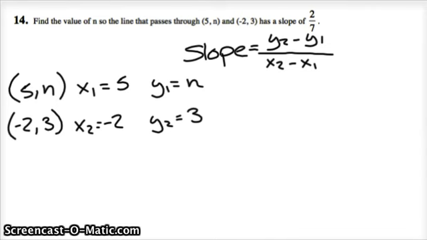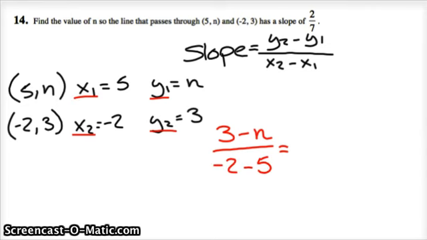I'll now use these coordinates to plug into my equation. So the first thing is my change in y. So I have my y2 minus y1. So I'll have 3 minus n divided by my x2, negative 2, minus my x1, which is 5. And we know that that has to equal our slope of 2/7.